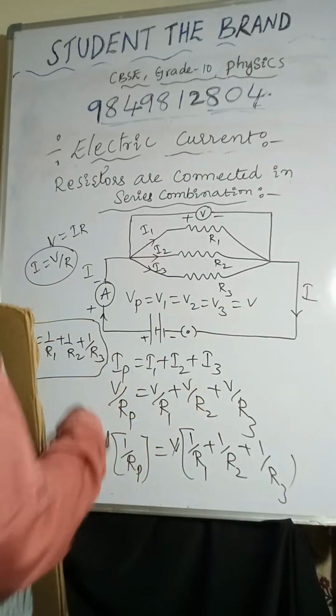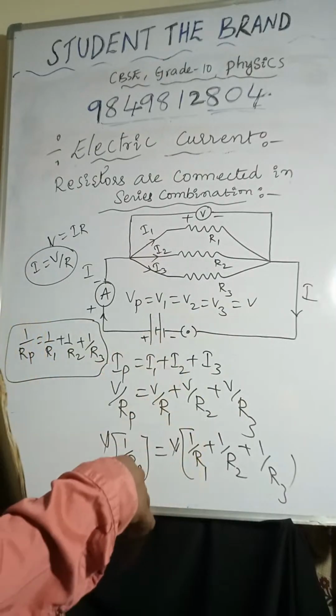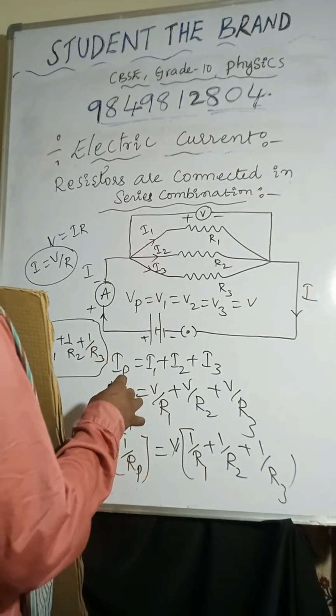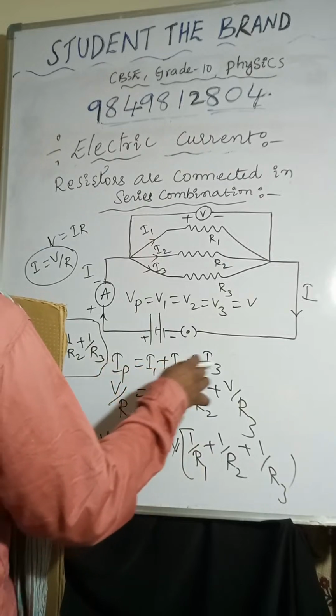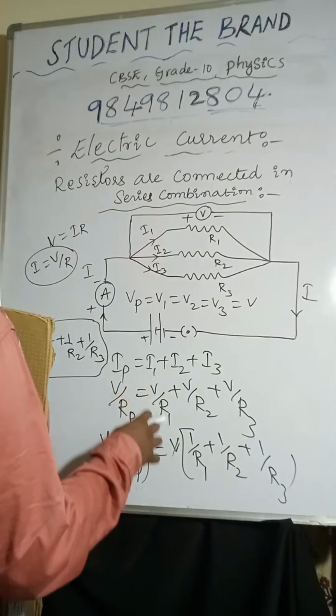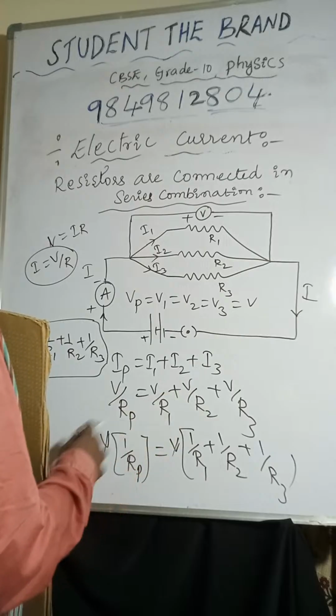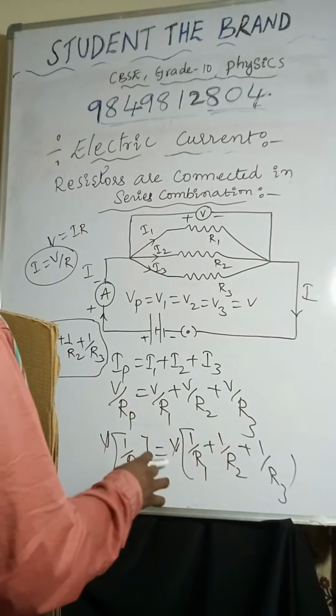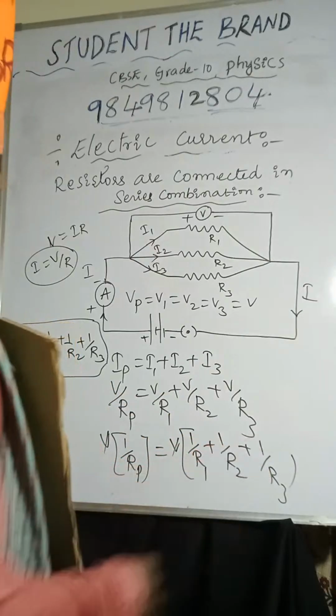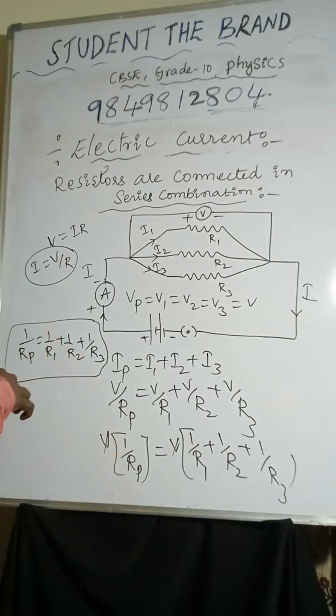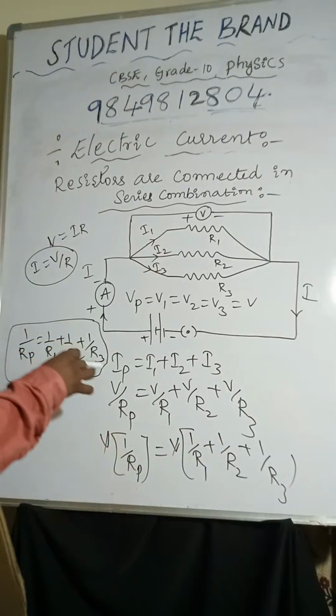So what is Ip meaning? Current in parallel combination. So Ip equal to I1 plus I2 plus I3. So V by Rp equal to V by R1 plus V by R2 plus V by R3. V I am taking common, V will get cancelled. 1 by Rp equal to 1 by R1 plus 1 by R2 plus 1 by R3.